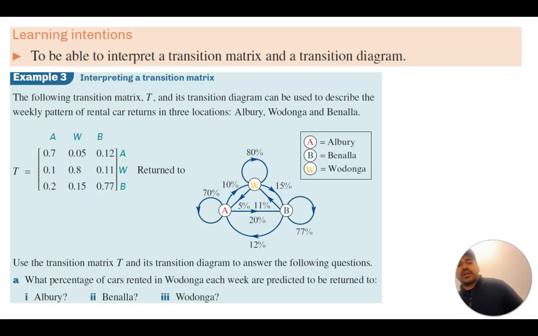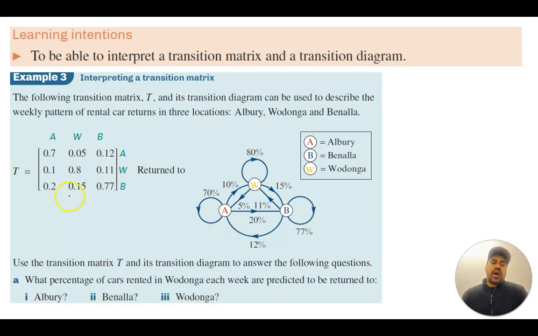So looking into this one here, interpreting a transition matrix, here we have a particular matrix T, and its transition diagram can be used to describe, in this particular example, weekly patterns of rental car returns. 3 locations: Albury, Wodonga, and Benalla. Now, remember, the one on the right hand side or left hand side, depending on where you write the label, is where it's returned to. So the cars that start in a particular spot will then get returned to another spot.